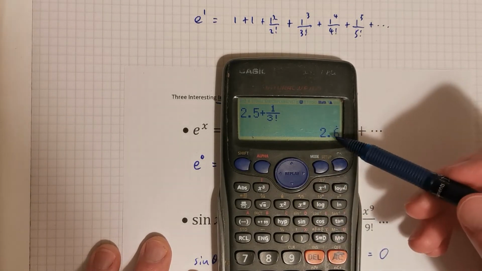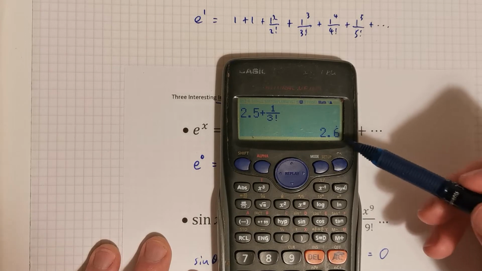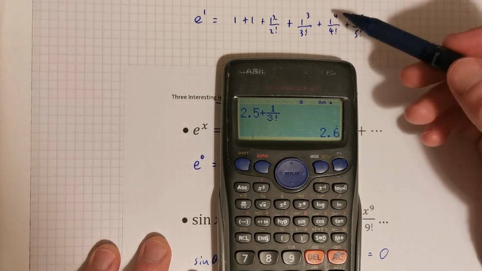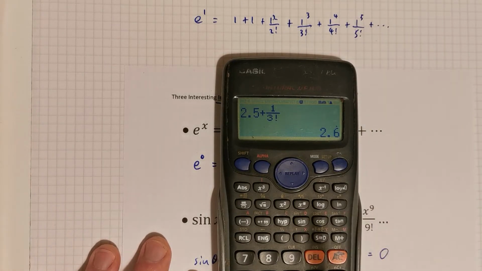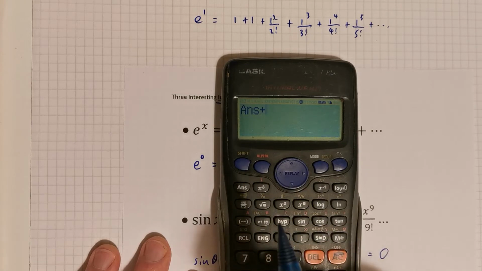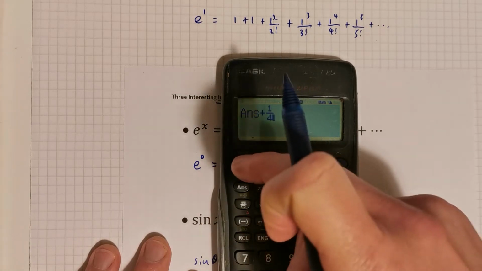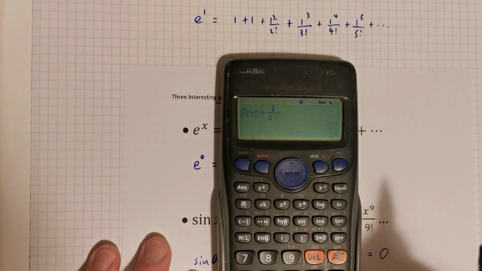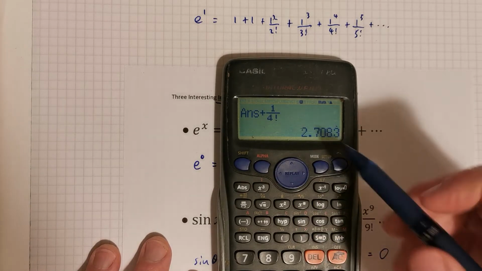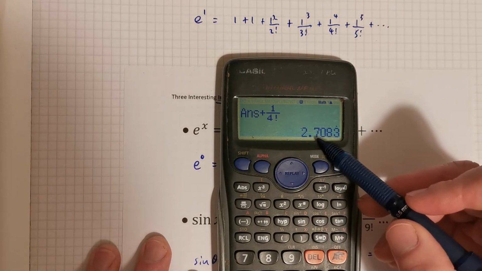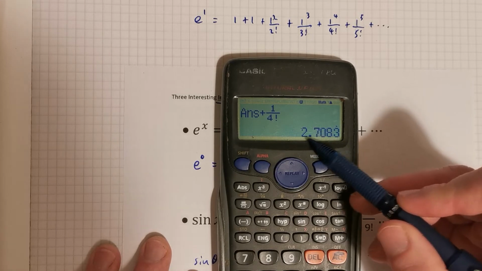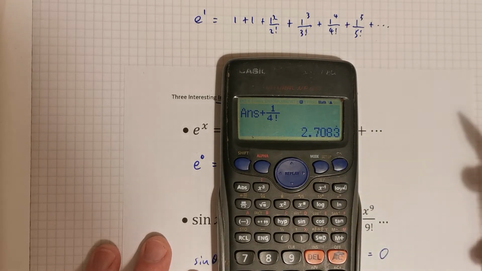So I'm getting that. That's 2.6 recurring. Again, a much better approximation for e. But let's go again to the next term, 1 to the power of 4. So I'm going to add 1 to the power of 4, which is just 1 over 4 factorial. Now we've got 2.7. This is getting pretty close. That's a correct approximation of e to 1 decimal place.